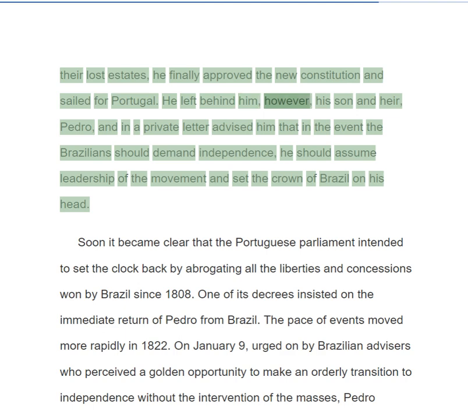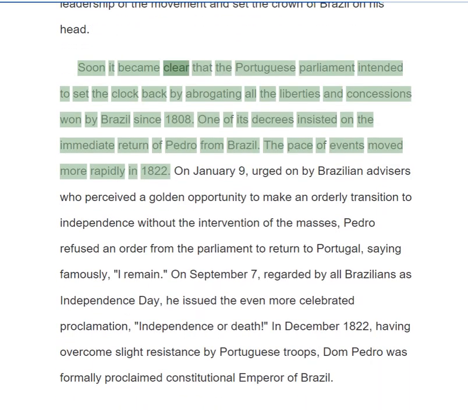He left behind him, however, his son and heir, Pedro, and in a private letter advised him that in the event the Brazilians should demand independence, he should assume leadership of the movement and set the crown of Brazil on his head. Soon it became clear that the Portuguese parliament intended to set the clock back by abrogating all the liberties and concessions won by Brazil since 1808. One of its decrees insisted on the immediate return of Pedro from Brazil.